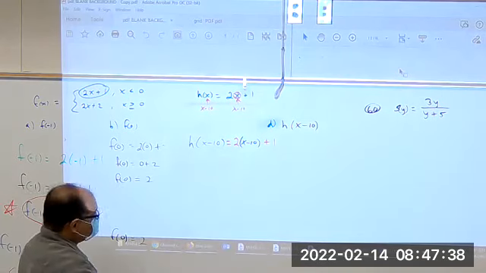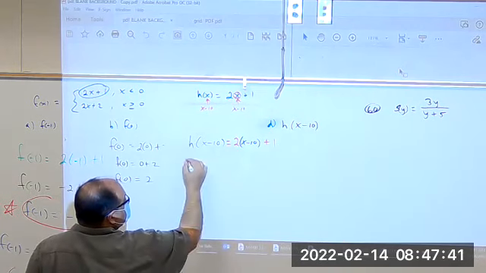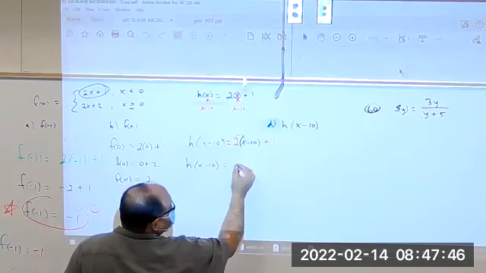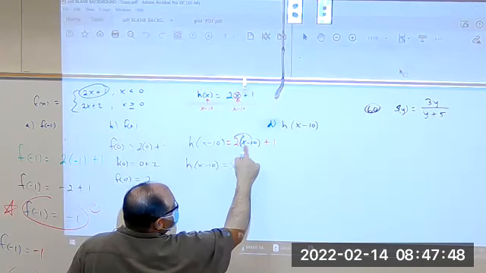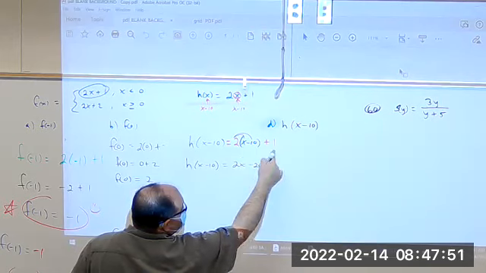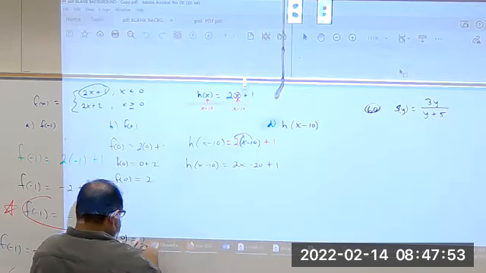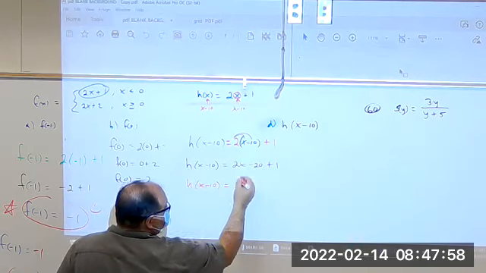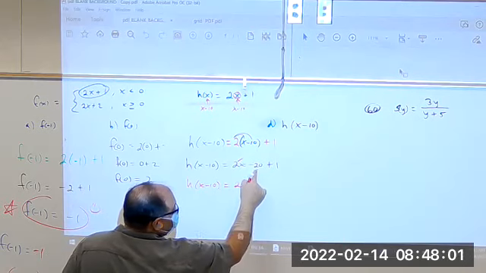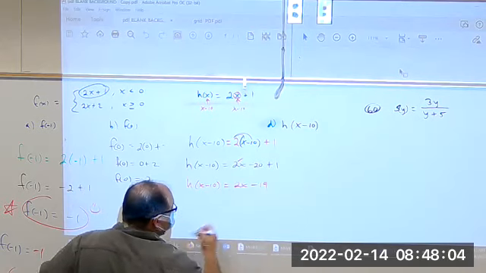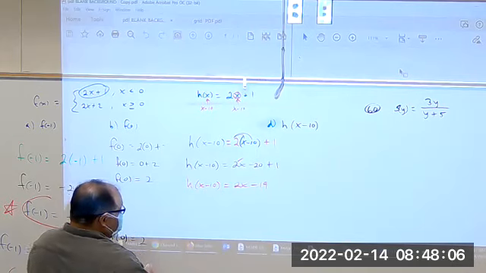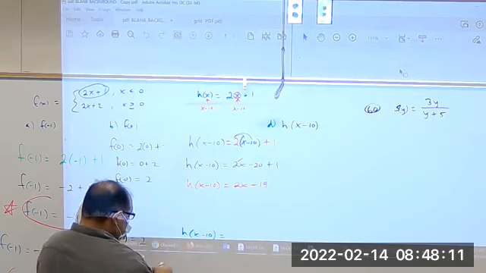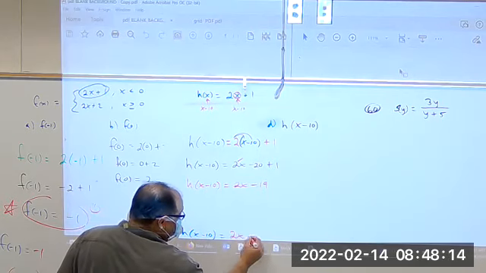Now we simplify. H of x minus 10 is equal to, distribute, 2 times x. 2 times -10 is -20, and then you still have that plus 1. So h of x minus 10 is equal to 2x, -20 plus 1 is -19. So down here at the bottom of the box, h of x minus 10 is equal to, and you get 2x minus 19.